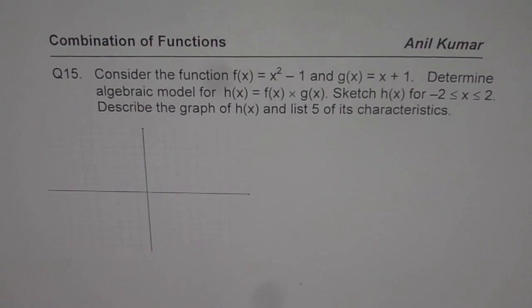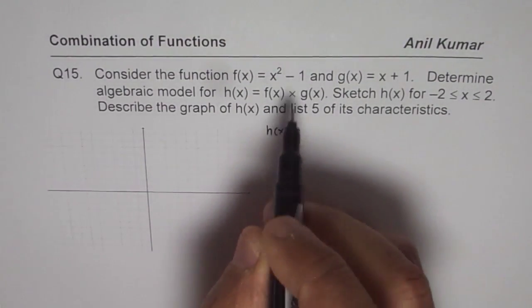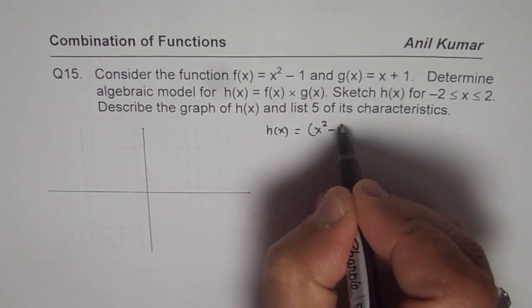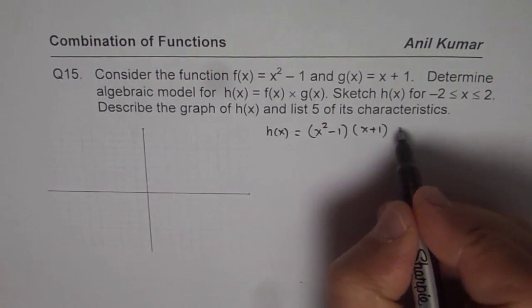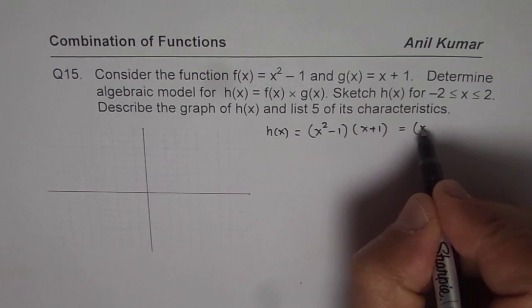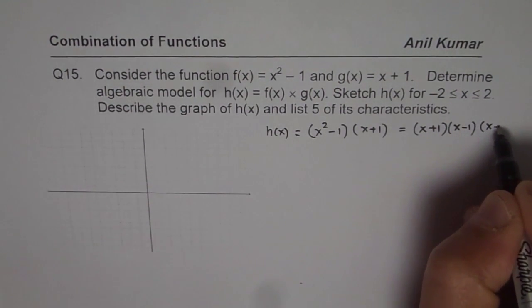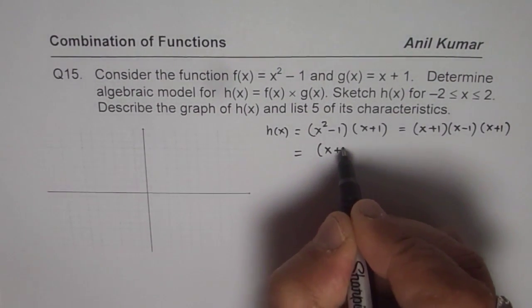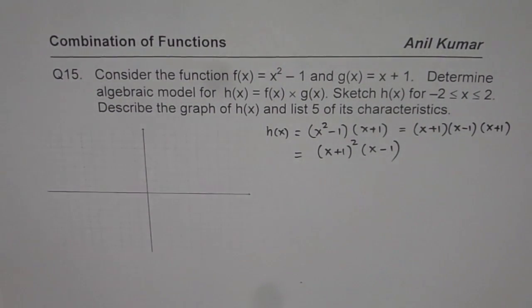Okay, so what we can do is, let me write down h of x first. So h of x is the product of these two functions, so I'm straight away writing it. It is x squared minus 1 times x plus 1. It's good to write it in factored form, so we can write this as x plus 1 times x minus 1, and we have x plus 1. So h of x can be written as x plus 1 whole square times x minus 1. So we get h of x, which is a cubic function.